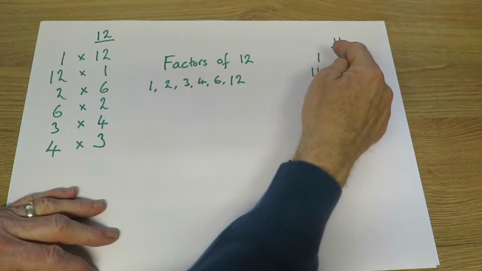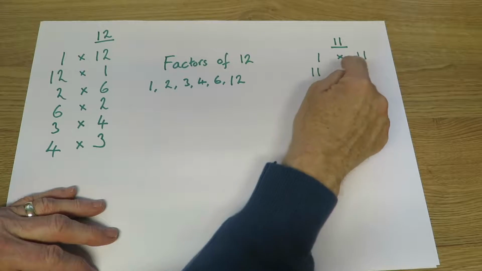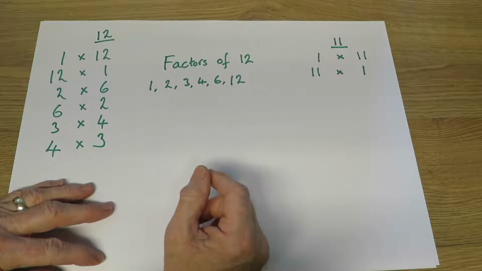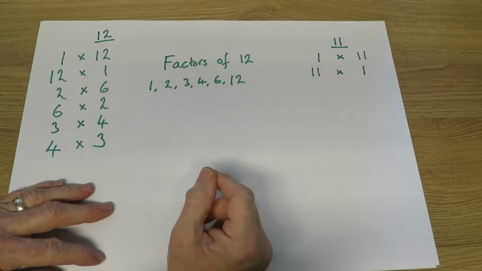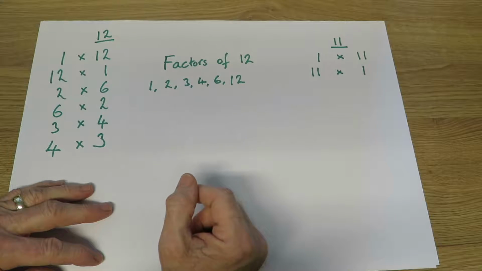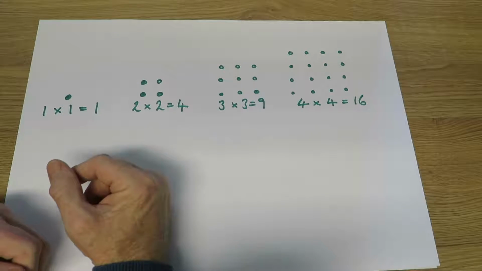Looking at 11, of course, we can only do 1 times 11 and 11 times 1, using whole numbers to make 11. And that is because 11 is a prime number. And so they'll learn about prime numbers, knowing the only factors of a prime number is the number itself and 1. They will learn about square numbers.